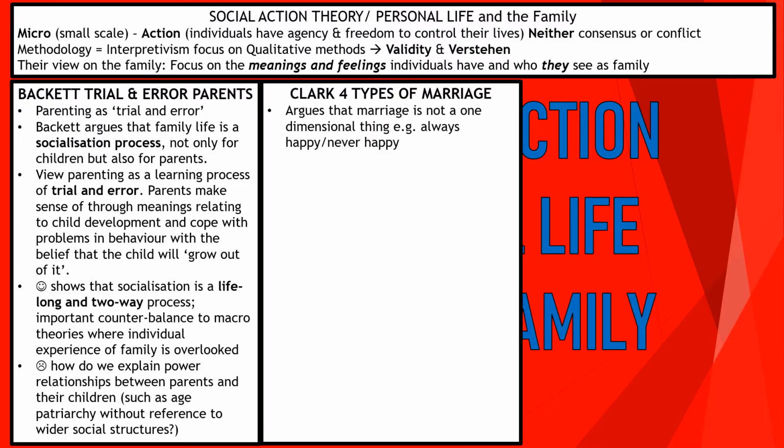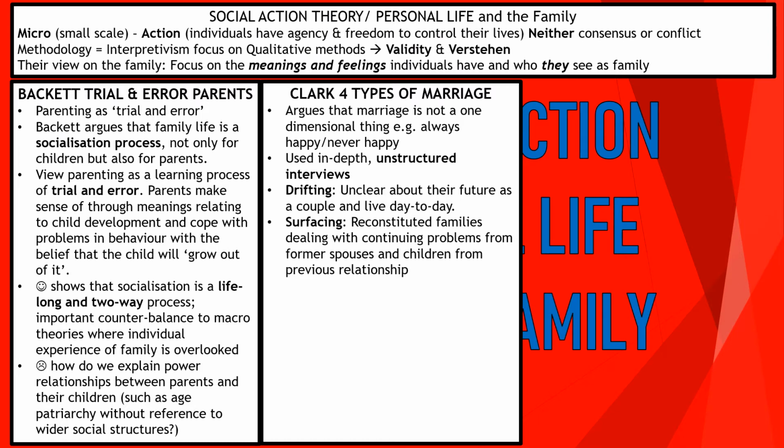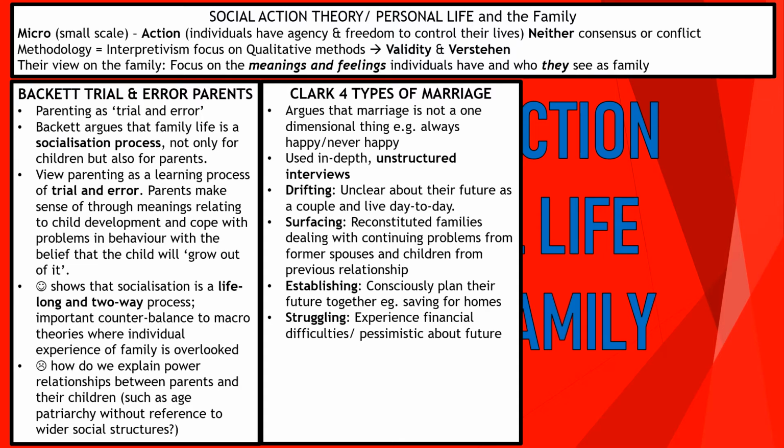Clark talks about the four types of marriage, so argued that marriage is not a one-dimensional thing. You're not just happy or unhappy in marriage. And to do this, he used unstructured interviews to get his data. And what they found, there were four types of marriage. There was the drifting, where they were unclear about the future and the couple lived day to day. You had the surfacing, which was looking at reconstituted families, dealing with problems such as former spouses and children having conflict with new partners. You had establishing couples, where they were trying to plan their future together, save for homes, and the struggling, so experiencing financial difficulties and were very pessimistic about the future.